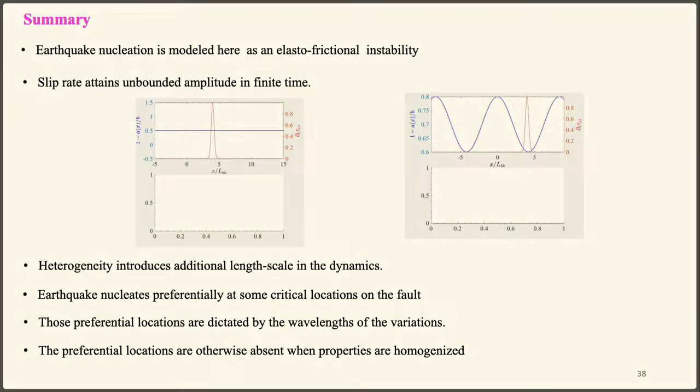So I thank you for your attention, and I have a little summary: earthquake nucleation, which we model here with an elastofrictional length scale, where slip rate attains infinity in finite time, and this is the indicator of a condition which provokes the nucleation. And heterogeneity introduces an additional length scale and hence additional dynamics. So thank you for your attention.